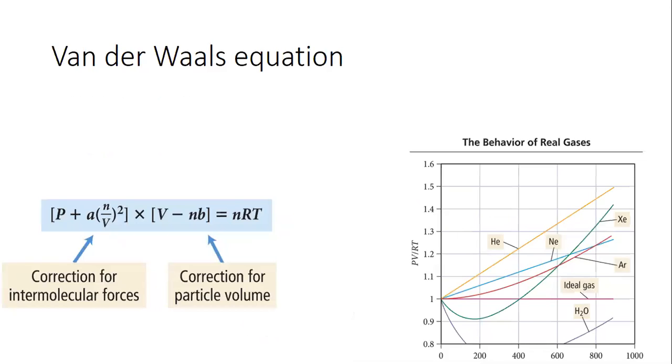To correct for a real gas, we have to have these correction factors, and this is called the van der Waals equation. So we have to correct for 2 things. One, we have to correct for intermolecular forces. Okay, so let's break down that word, because if you continue through chemistry, you're going to see the word intermolecular a lot.